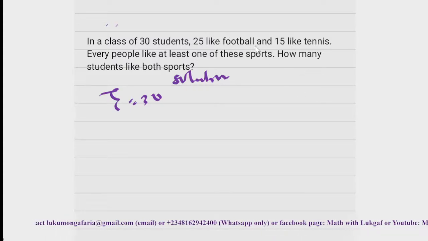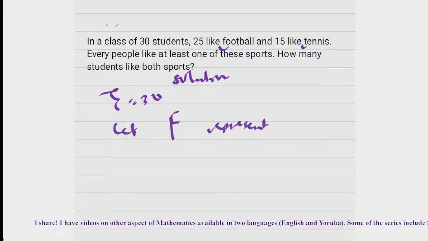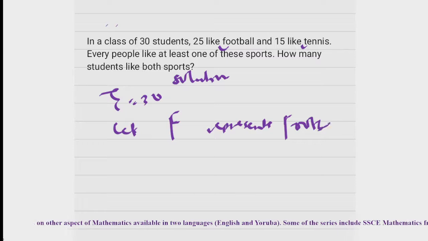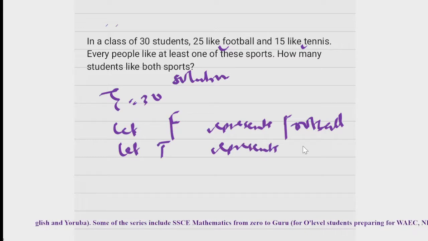F like football. In some questions, they may give you what you should use to represent your set, but if they don't give you, you can use the first letter here. So ideally, we use the first letter. Let F represent football, and let T represent tennis.